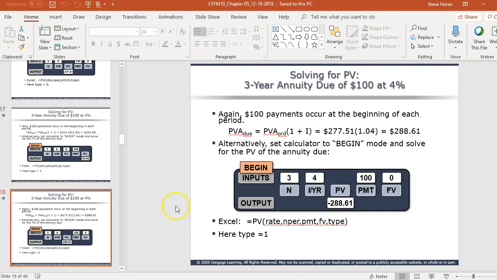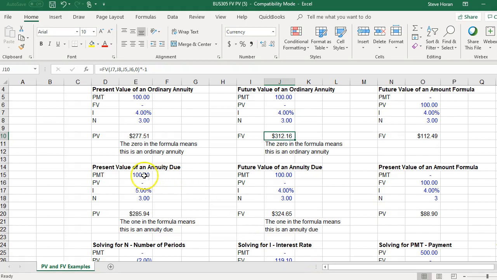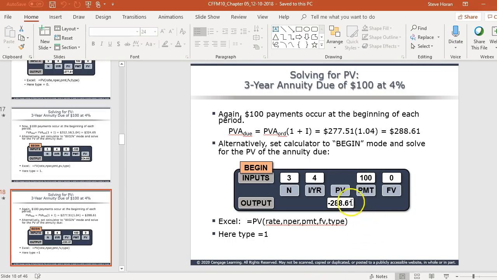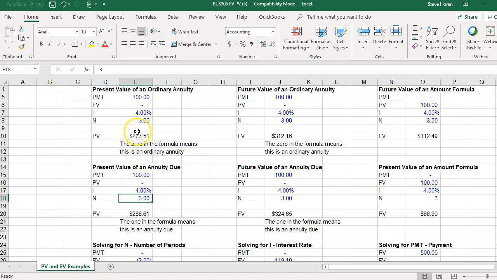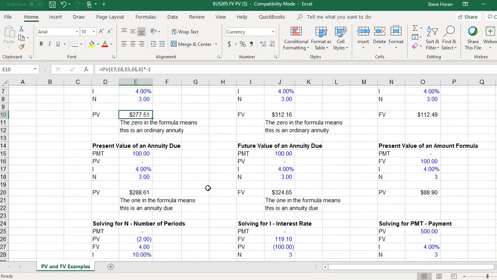And the same thing on the present value side. Let's do the present value of the annuity due. And we'll go back to here. And that's right here, present value annuity due, $100, 4%, 3 years. I get the 288.61, which is my answer right here. And again, on the present value side, it works out the same way. It's a larger amount. Okay, so I just showed you every single one of these formulas.